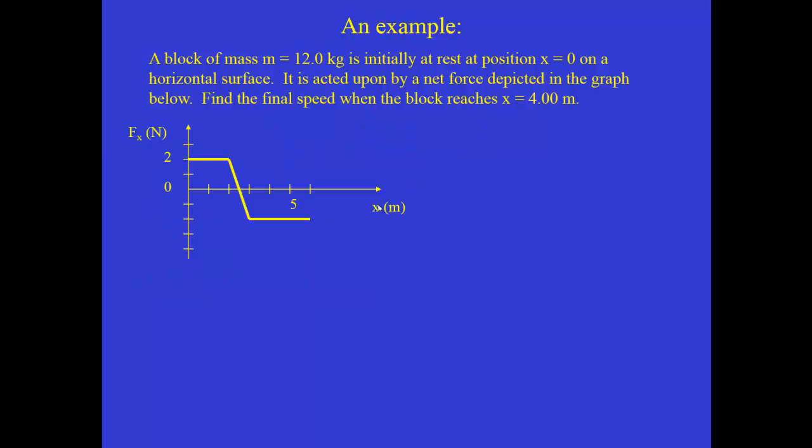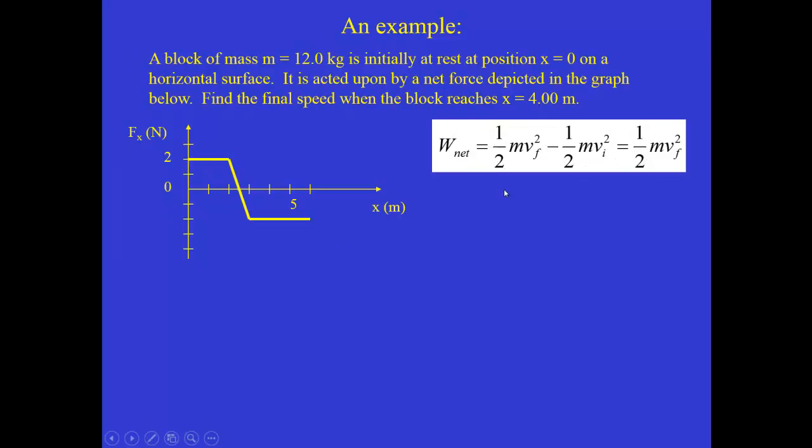Here's an example that is a little bit more complicated because it involves a changing force. But it's going to be simplified by having an object that moves simply along the x direction. So we've got a block with a certain mass initially at rest at the origin, and then it's acted upon by a net force given by this rather complicated expression on the graph, and we want to know what the final speed is when the block reaches 4 meters. So notice that this force is the x component of the force, so it's the component of the force acting along the x direction. So what do we do with this?